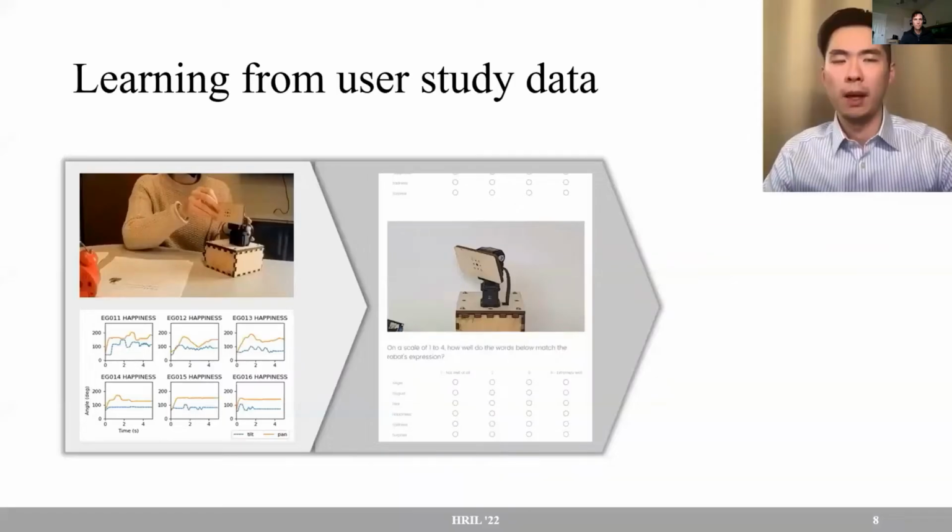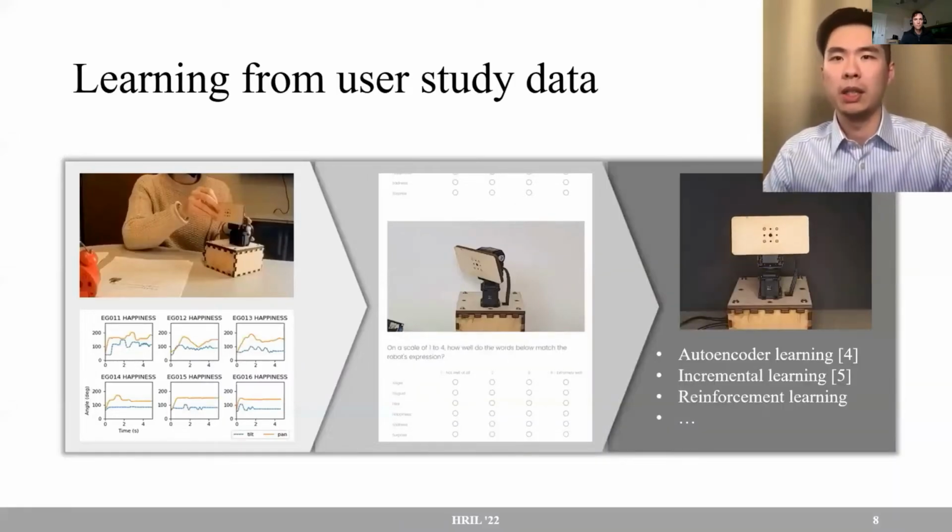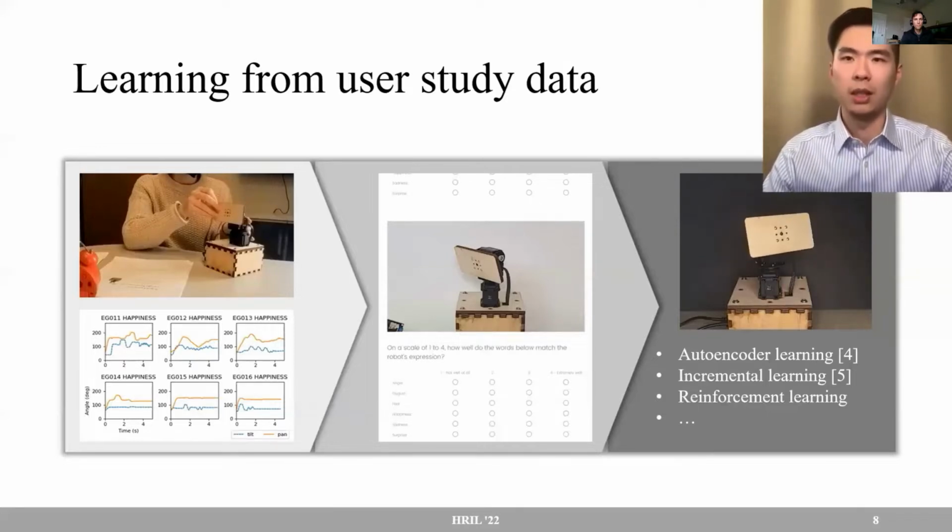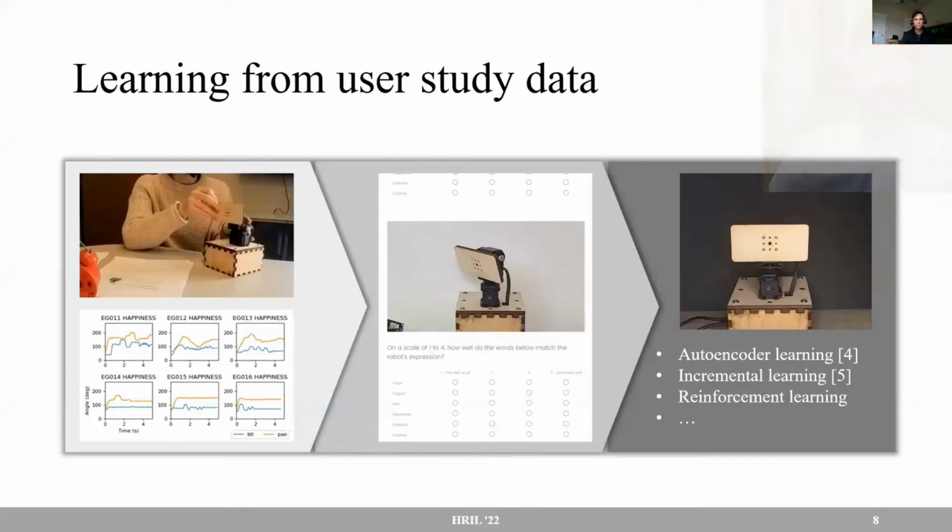Label the data. Finally, we will incorporate some learning techniques to generate more diverse, subtle expressions for this simple robot system. And in this workshop, we are open to suggestions on the robot learning. Thank you.